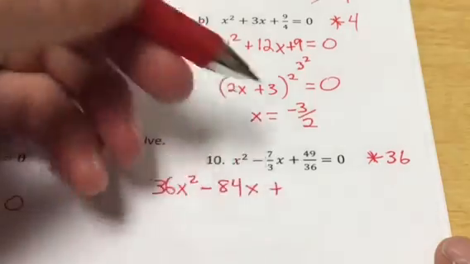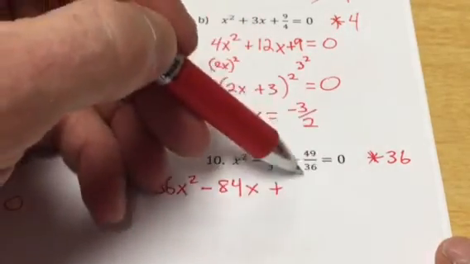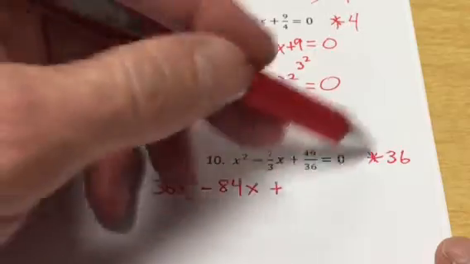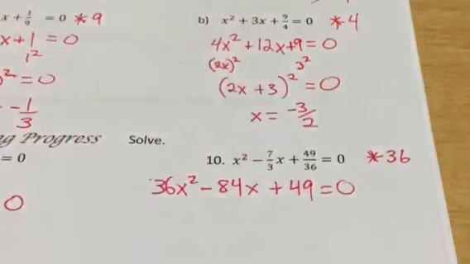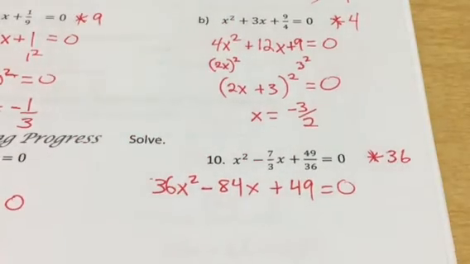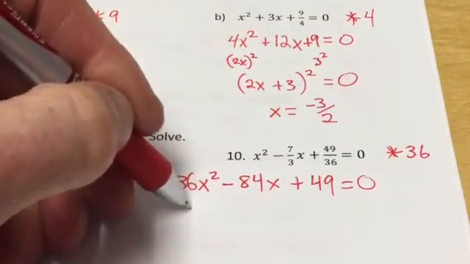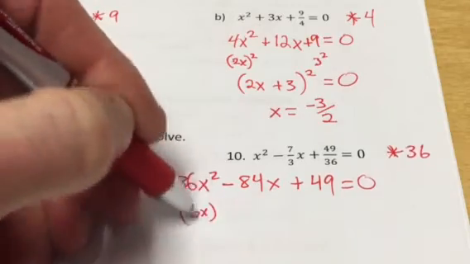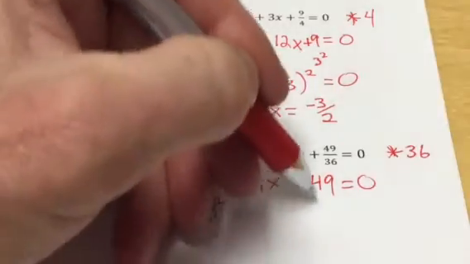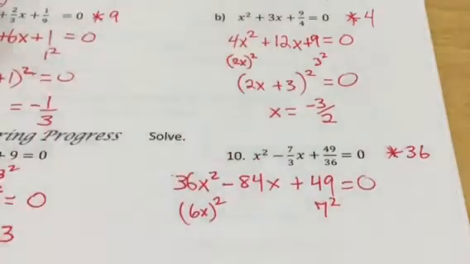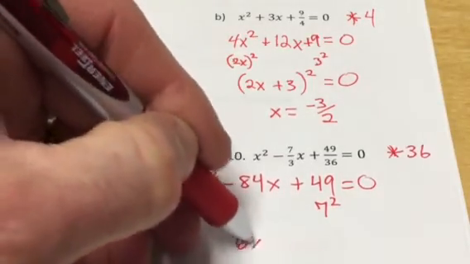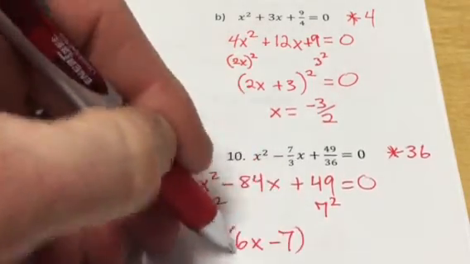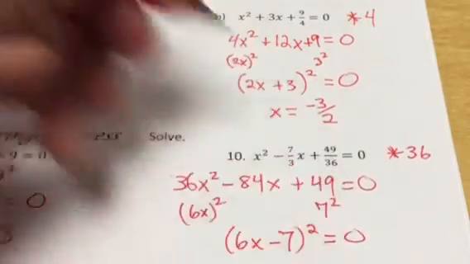And then multiplying 49 over 36 by 36, those 36s are just going to cross out, and this will be 49. And we end up with those. Now, this looks like 6x squared at the front, 7 squared at the back. 6 times 7 is 42, and if you double that, that's 84. So we could write 6x minus 7 squared.